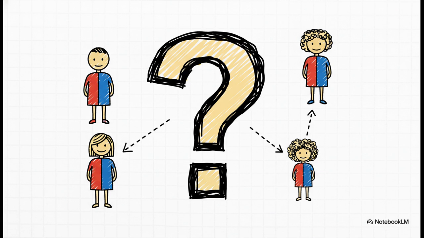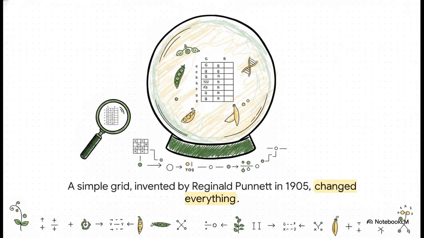A really common idea was that kids were just a simple blend of their parents, kind of like mixing paint. But that theory just couldn't explain how some traits, like red hair, could totally skip a generation and then pop up again later. And then, in 1905, this simple grid changed everything. It's called a Punnett square. It might look like a game of tic-tac-toe, but this diagram, created by Reginald Punnett, became an incredibly powerful way to visualize and predict the probable outcomes of a genetic cross. It's our crystal ball for heredity.